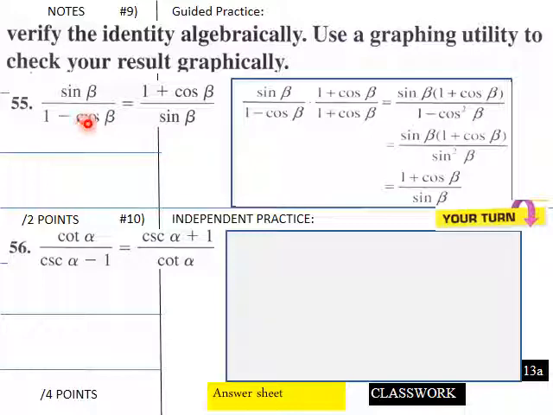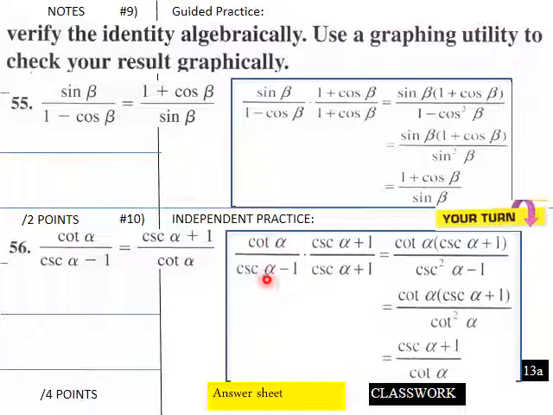We're going to get rid of this here. So we multiply both numerator and denominator by 1 minus cosine beta. We get this down here, 1 minus cosine squared beta over, or rather underneath, sine beta times 1 plus cosine beta. And that's a Pythagorean identity, which is equal to sine squared beta over sine beta times 1 plus cosine beta. And then these will cancel here. So you have 1 minus cosine beta over sine beta.